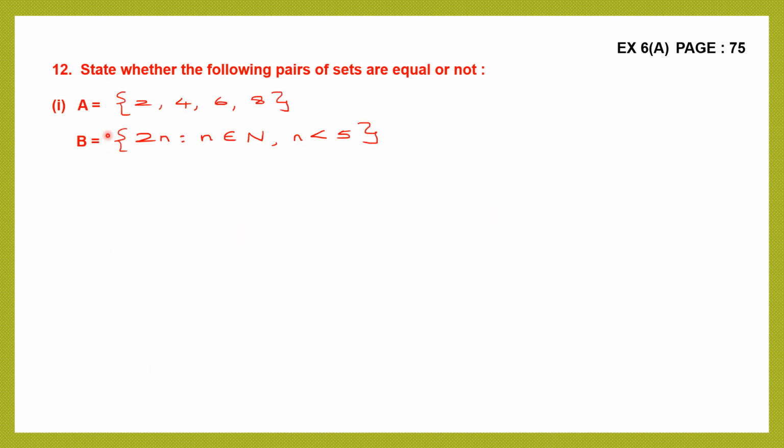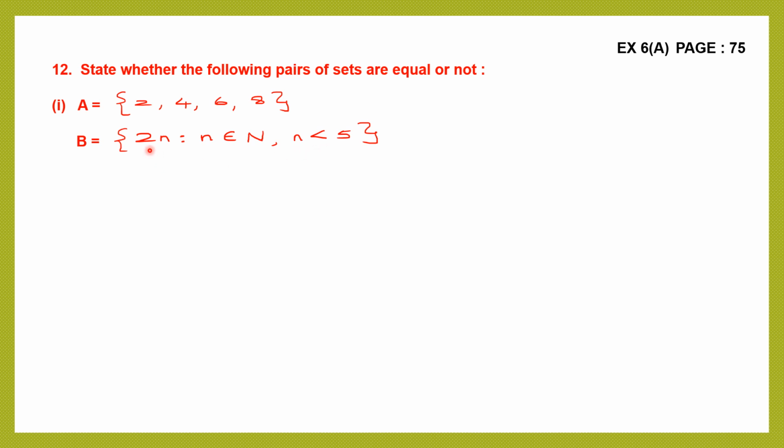Question 12. State whether the following pairs of sets are equal or not. Now what are equal sets? These are two sets which must have the same elements. So set A has 2, 4, 6, 8. If set B also has 2, 4, 6, 8, then we call them equal sets. So we already know the elements of set A. Now we're going to find out the elements of set B.